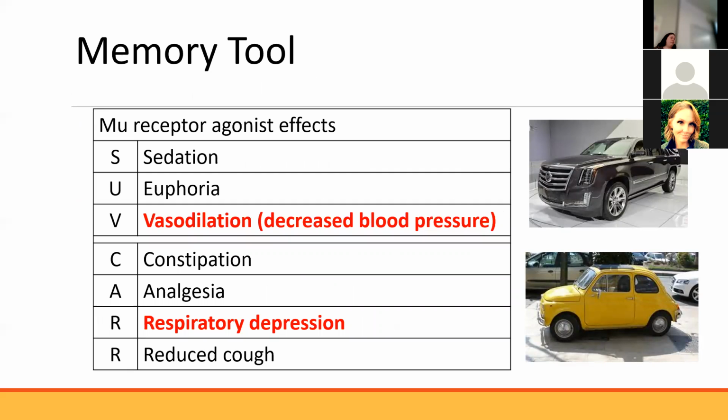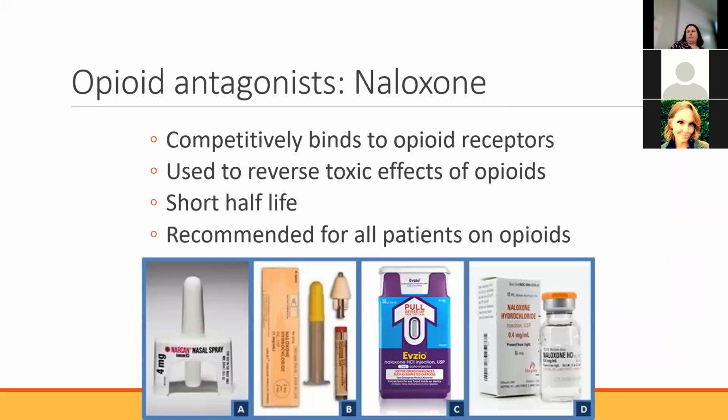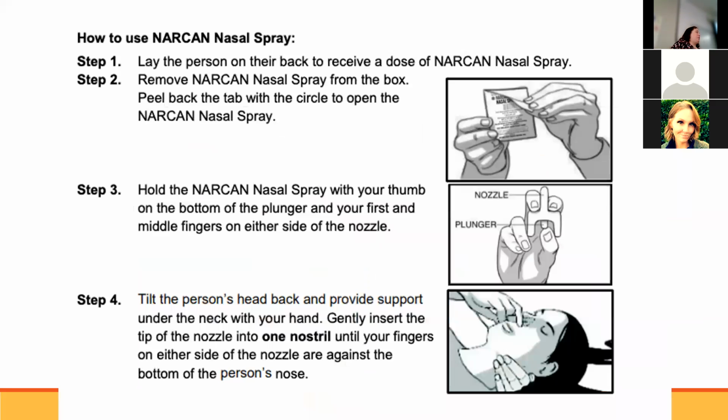To remember all of the different effects, SUV PAR is a mnemonic: sedation, euphoria, vasodilation, it's where we get decreased blood pressure, constipation, the analgesia, respiratory depression, which is our big one that we're worried about, particularly in overdose, as well as reducing cough. To reverse them, you give naloxone.